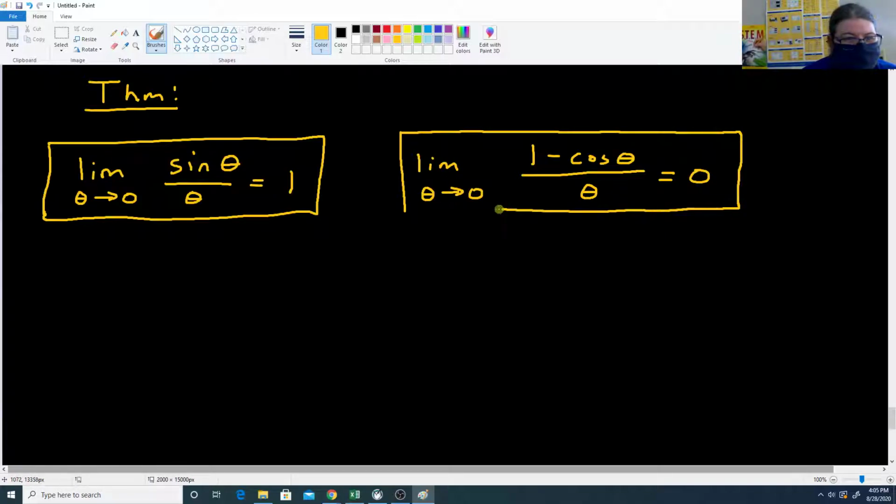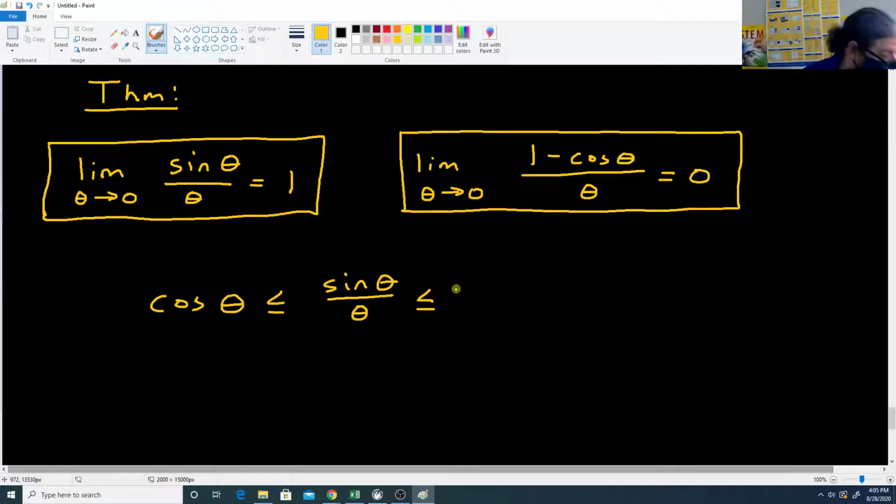There also is a nice little inequality that we're going to write down here. It's kind of its own theorem, which is cosine of theta is less than or equal to sine theta over theta, which is less than or equal to 1, for basically as long as theta is in between negative pi over 2 and positive pi over 2. So this is sort of an interval around 0, and you can get this inequality to hold.